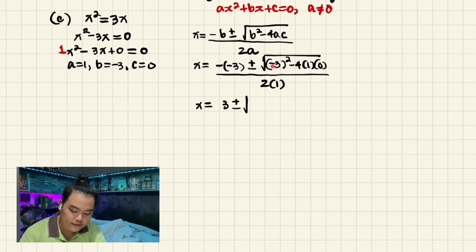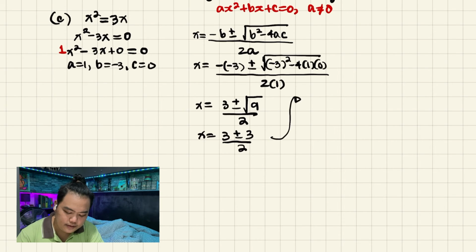And then, negative 3 square, kasama yung negative sa ini-square mo, magiging positive yon. So, negative 3 square is 9. Okay, and then you have this, 4 times 1 times 0 is 0. Something minus 0 is that something. All over 2. So, x is 3 plus minus square root of 9 is 3 all over 2. So, yung dalawang magiging sagot ay x is equal to 3 plus 3 over 2 or x is equal to 3 minus 3 over 2.